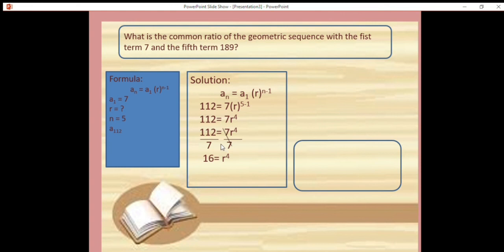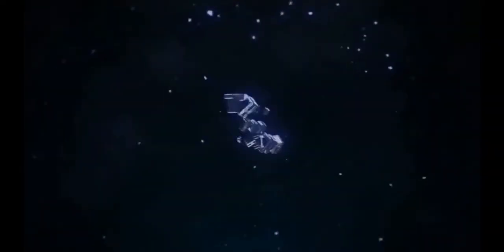Okay. So, para makuha natin yung answer, kasi hindi pwede na yung r ay may exponent, kailangan natin itong square root. So, the 4th root of 16 is equal to 2. Then, cancel out the 4. At ang natitira na lang ay r. So, the common ratio of this problem is 2. Okay?